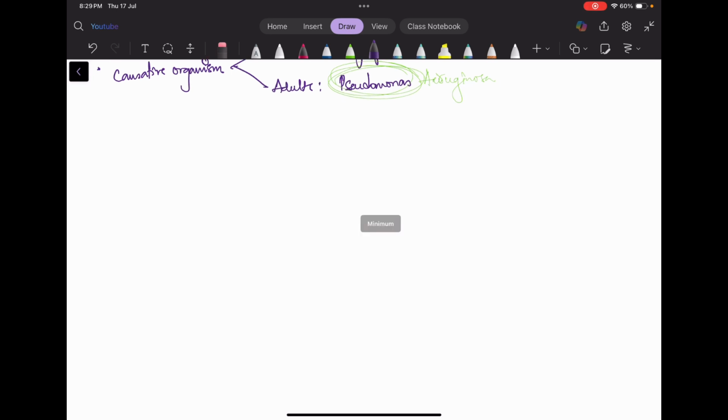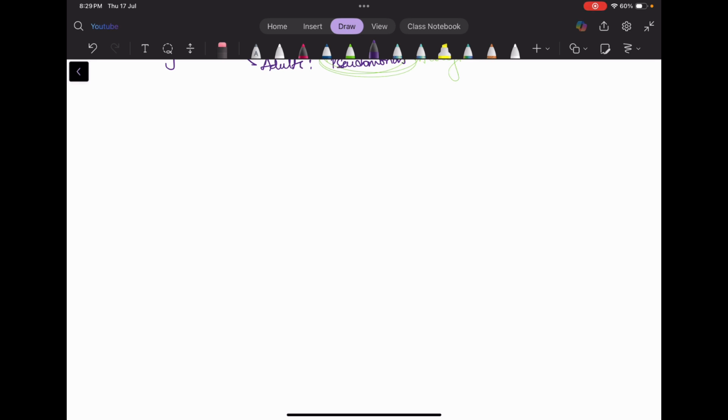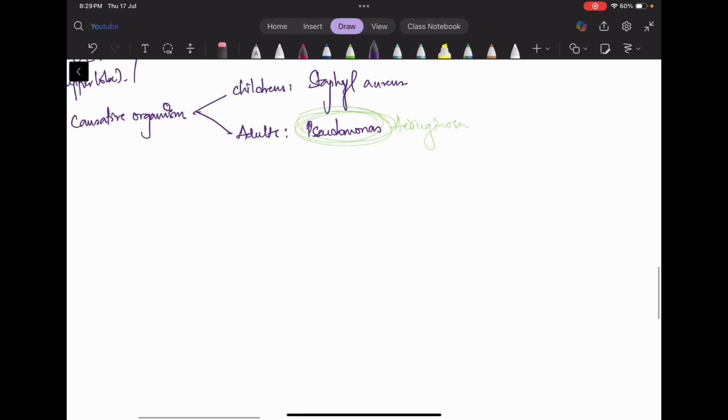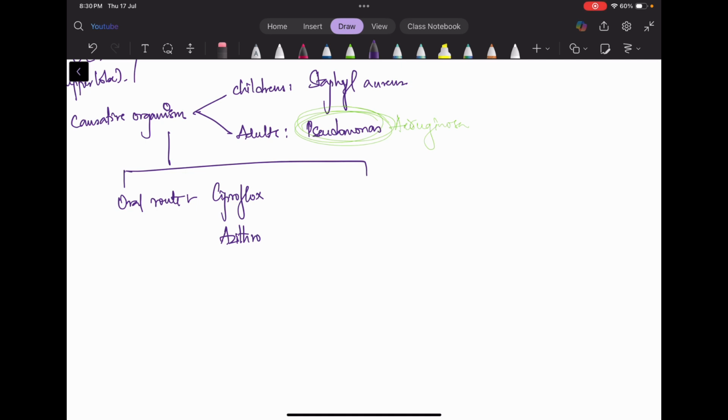So how are you going to treat it? We'll discuss this treatment part here itself. If you want to give the patient an oral route, then prefer ciprofloxacin or azithromycin. Ciprofloxacin belongs to which class of drug? Guess it fast. Fluoroquinolones, right? Check out that video in the pharmacology section. We explained it very elaborately.